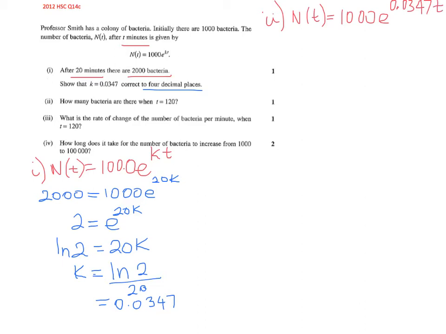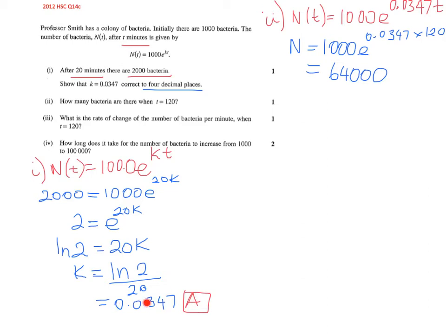We're going to sub in t equals 120, and N is going to equal 1,000 e to the power of 0.0347 times 120. Okay, and that equals 64,000. So just remember, when you get to k here, store that in your alpha A memory, so you can use that exact number in all further calculations.